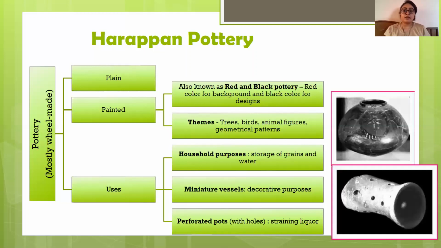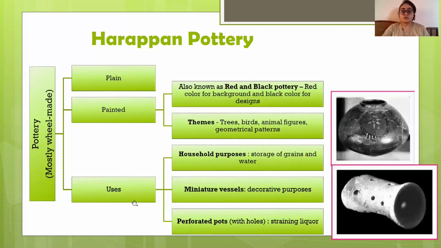Okay, design color. Then what were the themes? Themes used to be trees, birds, animal figures or geometrical patterns. One of the examples you can see over here. The picture over here is red and black pottery wherein a red background is used. This is black and white, so perhaps you see black in the background, but in reality it has a red background and with the black color the designs have been made. You can see something like a sun here, then some geometrical figures also. So these are some of the themes used on Harappan pottery.